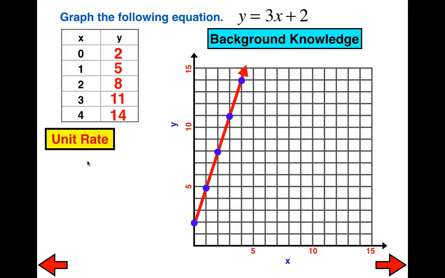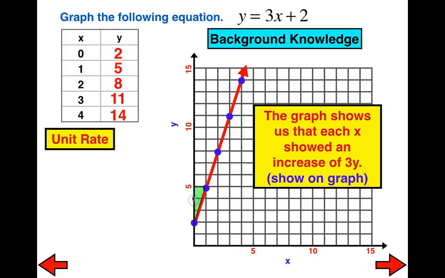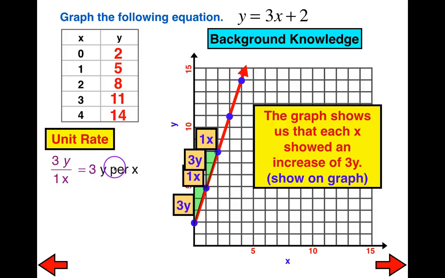But now let's talk about how we found the unit rate. Well, we found the difference in Y. So how did it change in terms of Y? In this case, it increased 3Y for every 1X. Again, 3Y for every 1X. And notice we used triangles to represent that. The unit rate triangle in this case was 3Y per 1X, which is the same thing as 3Y per X, because 3 over 1 simplifies to 3.